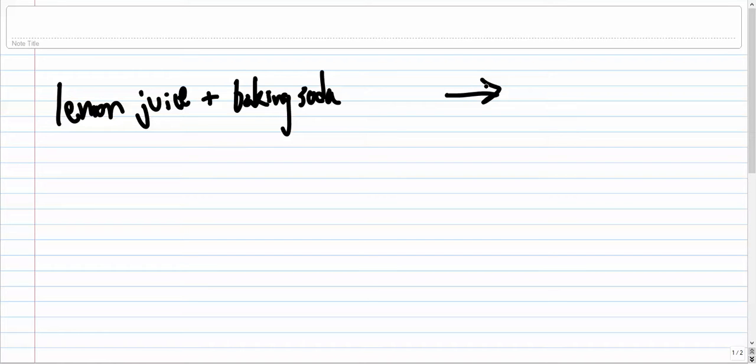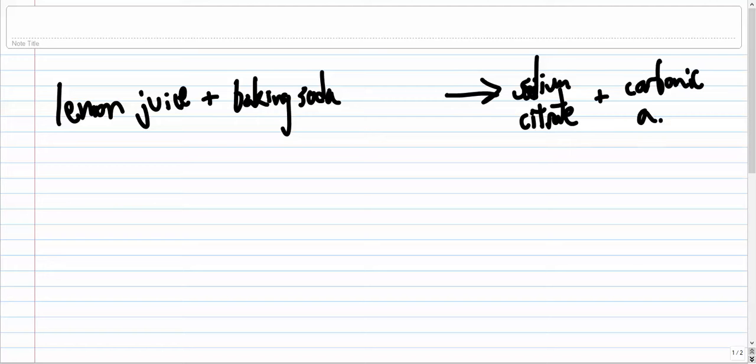One of them is called sodium citrate. And the other one is carbonic acid. And that's not really important to us in this class. But what is important to us is that this reaction actually requires heat. So this reaction, you have to actually put heat in to get it to happen.